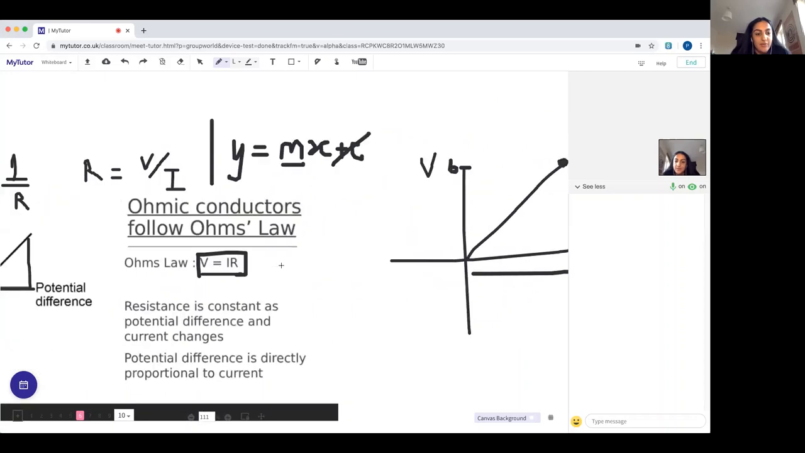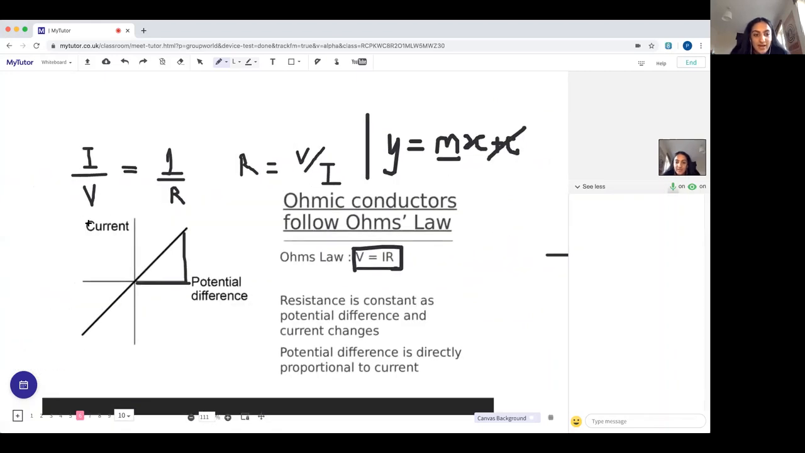So if we go back over here, we can change these out because that might be confusing you a little bit. We'll make this one I, and we'll make this one V. You can see that the gradient of the graph tells us the resistance. The gradient of the graph is constant the whole way throughout. So it's a straight line, which means it's a constant gradient, constant resistance. Resistance never changes. We can tell that because of the straight line.